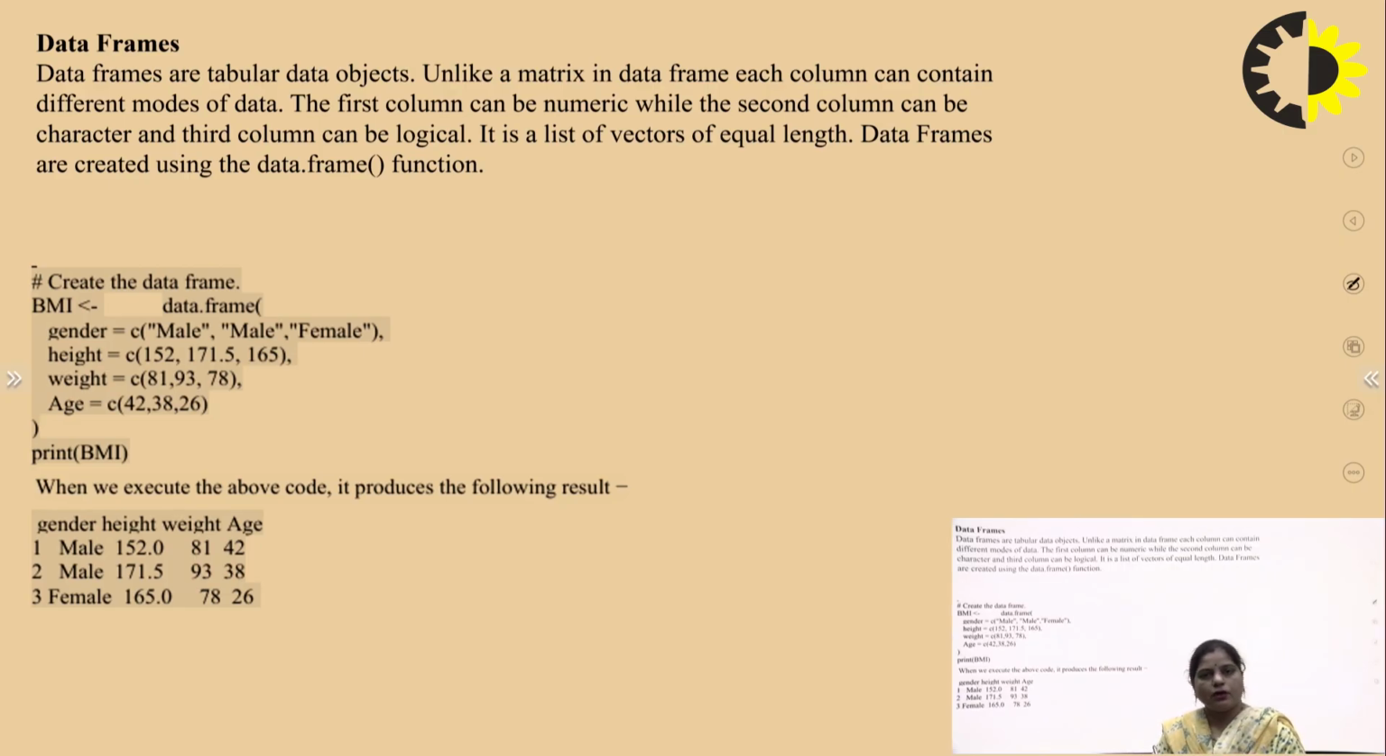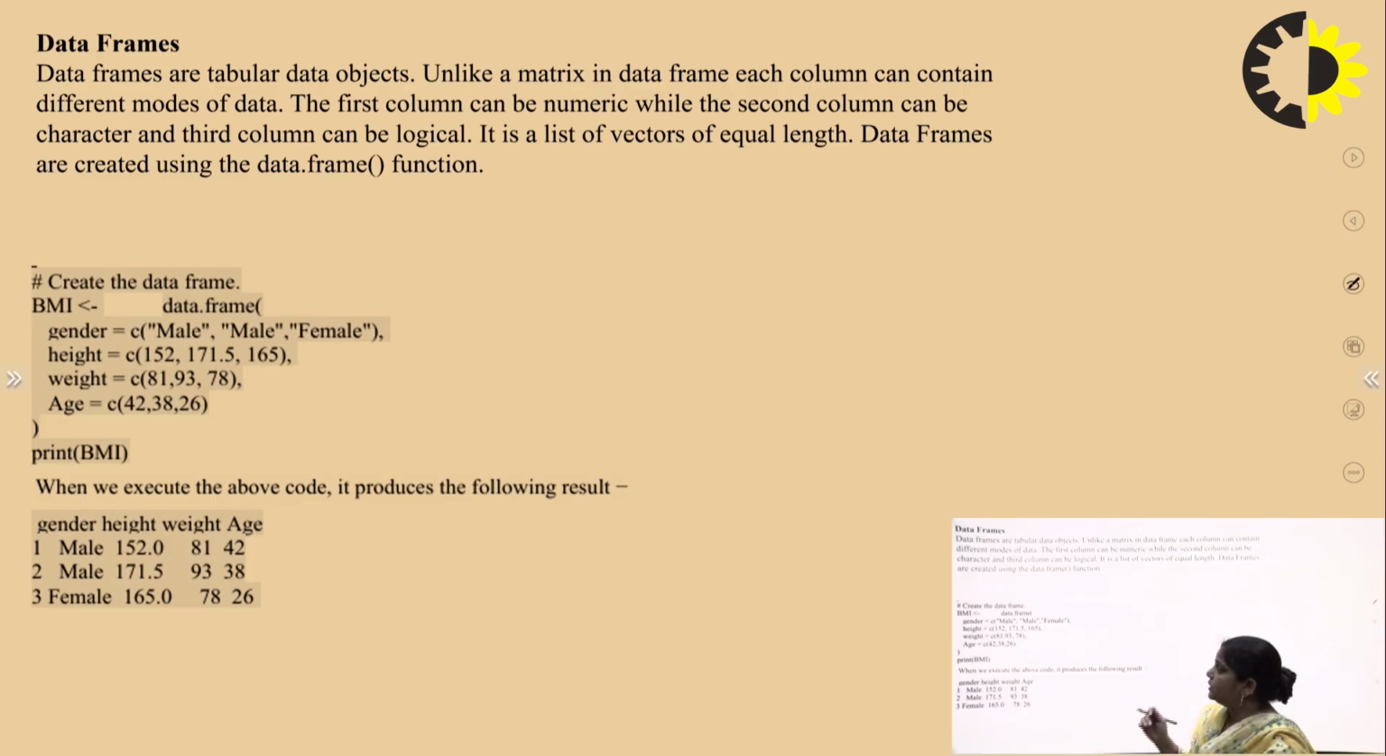So the first column may be numeric, while the second column may be character, or the third column may be logical. So there is no similarity inside the data. It can have different modes of data. It can have a numeric value, a logical value, or character data. So a combination of different kinds of data we can put inside one data frame.